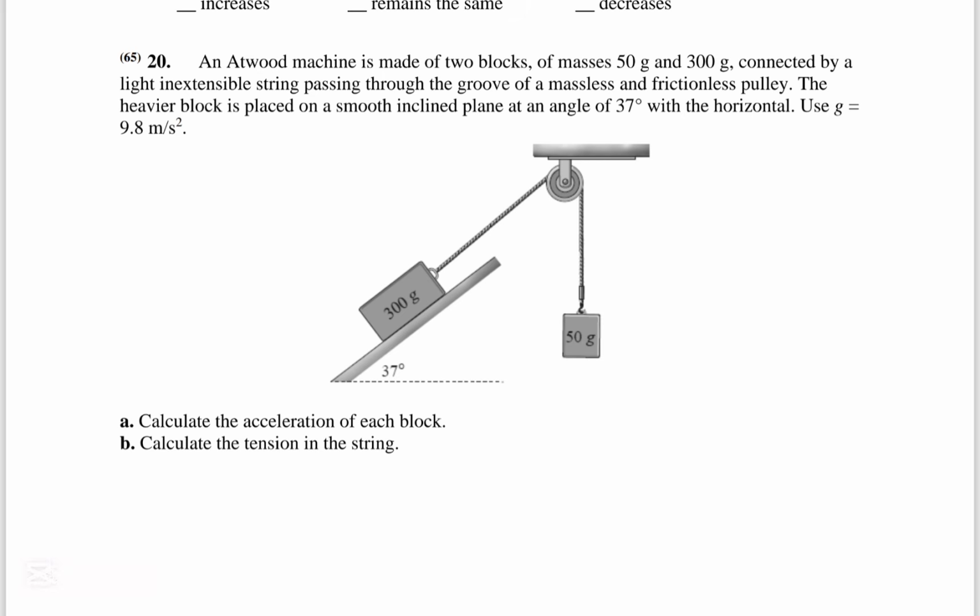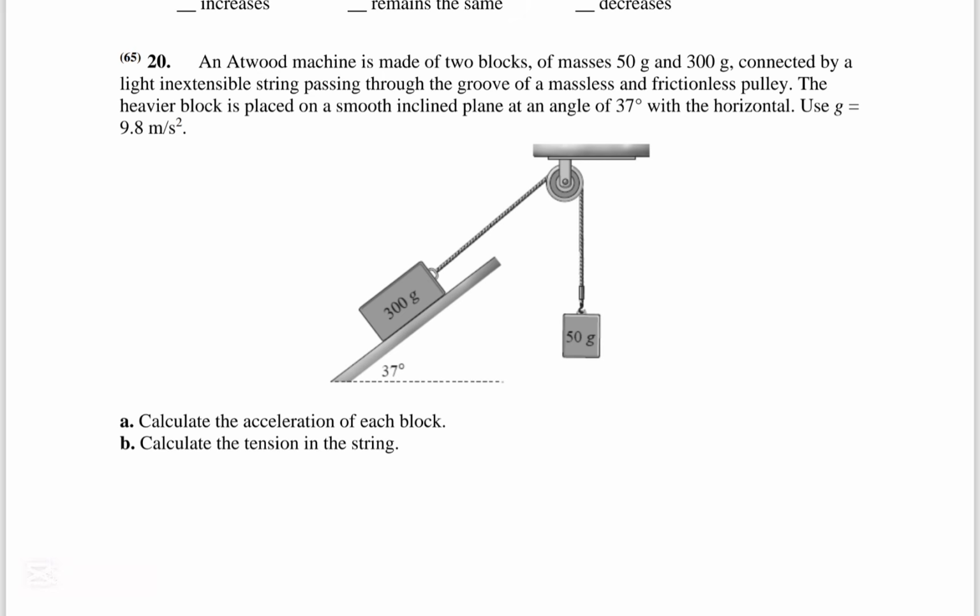An Atwood machine is made of 2 blocks of masses 50 grams and 300 grams connected by a light inextensible string passing through the groove of a massless and frictionless pulley. The heavier block is placed on a smooth inclined plane at an angle of 37 degrees with the horizontal. They said calculate the acceleration of each block.